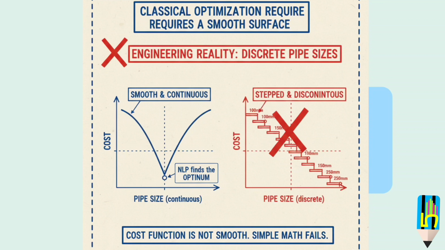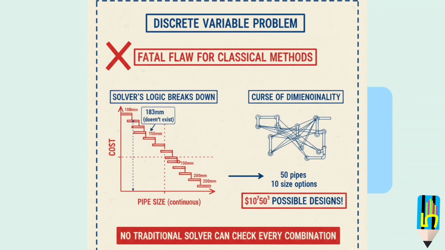Okay, so if your cost function changed smoothly like a hill, the programming methods could find the bottom of the valley. But engineers don't buy pipes in infinite sizes. We buy discrete commercial sizes which are available in the market, like 100 mm, 150 mm, 200 mm. So this makes the function stepped and discontinuous, right? For example, a solver might want a 183 millimeter pipe, but since that does not exist, it has to choose either 150 or 200. And every time it hits one of these steps, the solver's logic breaks down.